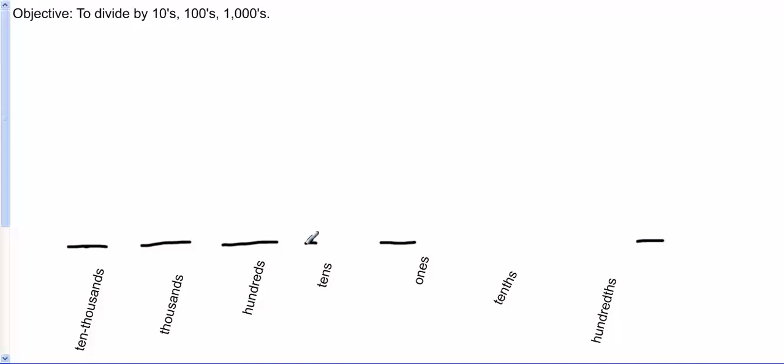Excuse me, let me make my spaces back here. Tens, ones, decimal place, tenths, hundredths. So, our new problem that we're going to try. If you don't have a notebook, you need to get one out. Pause it and come back. Here we go. Next problem.